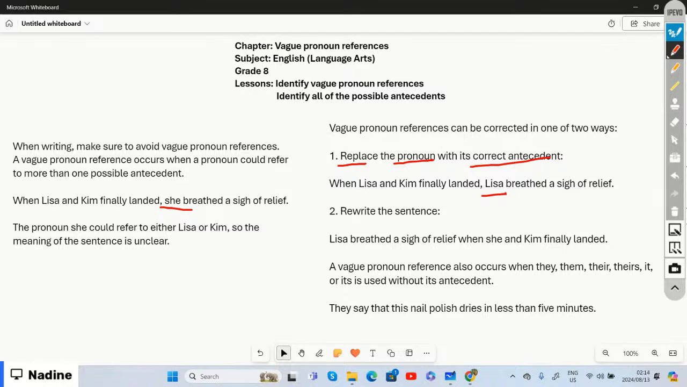Because now the question is, who is they? Who is them? Those are the specific questions that we need to ask ourselves when we write a sentence.